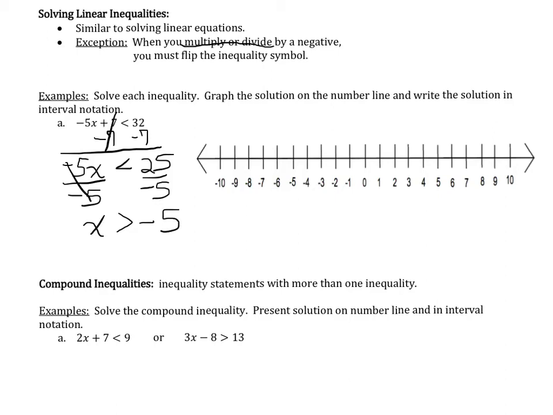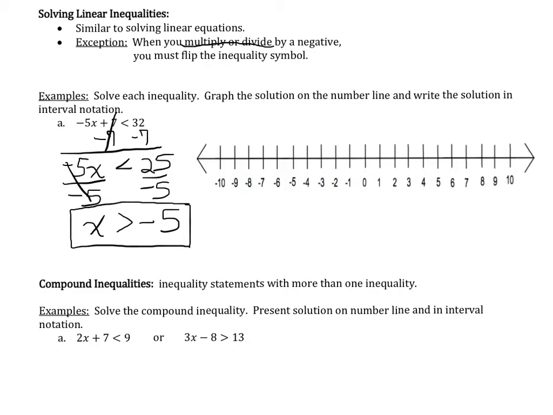So we get the inequality x is greater than negative 5. So we've gone through the process of isolating the x. So you still go through that process. Once x is isolated, you draw your solution on the number line and you write your answer in interval notation, right? So x is greater than negative 5.